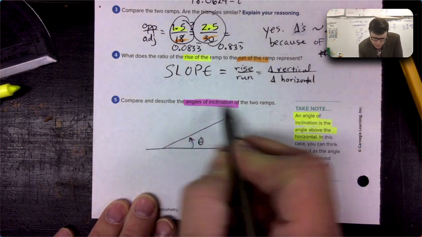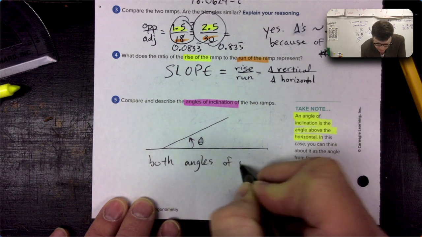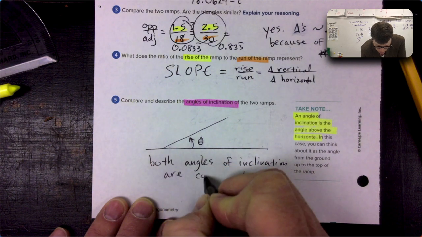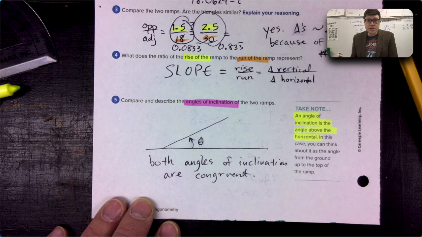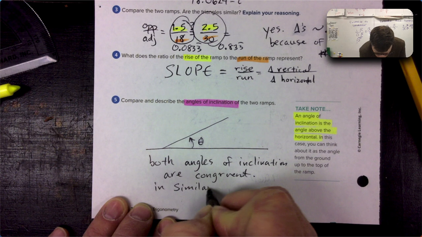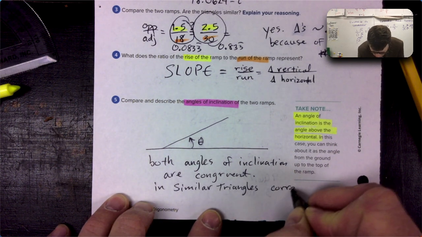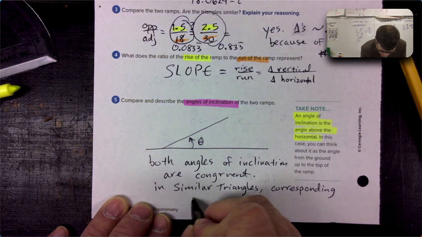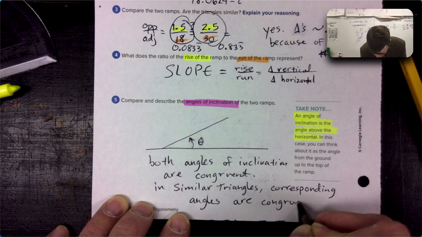Now, compare and describe both angles of inclination. They are congruent. They have to be congruent. The triangles are similar. In similar triangles, corresponding angles are congruent. That is visible on the screen, I believe.